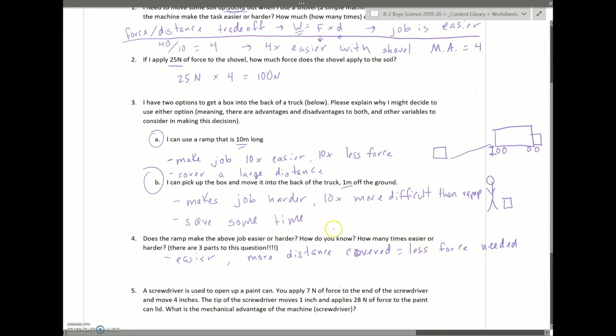How many times easier or harder? 10 times easier, because the ramp is 10 times longer than the vertical distance.